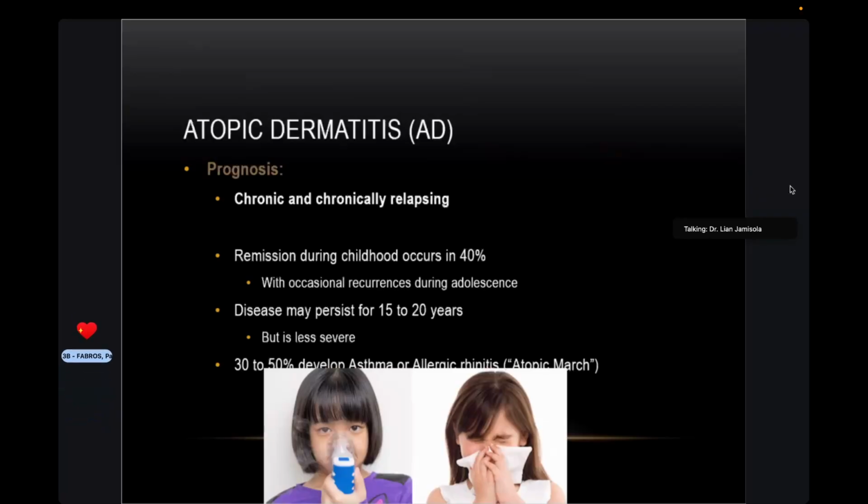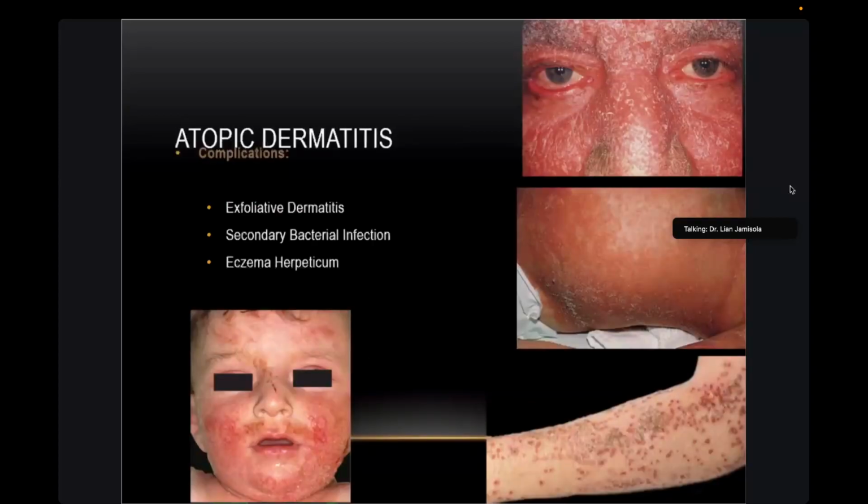So prognosis of atopic dermatitis, it is a chronic and chronically relapsing condition. 40% would remit during childhood, with occasional recurrences during adolescence, but disease may persist for 15 to 20 years, but is less severe. So complications, they can have exfoliative dermatitis, meaning almost whole body or 90% of the body is affected. As I mentioned earlier, secondary bacterial infection is a very common complication of your eczemas. Eczema herpeticum is when your eczema is complicated by herpes virus.